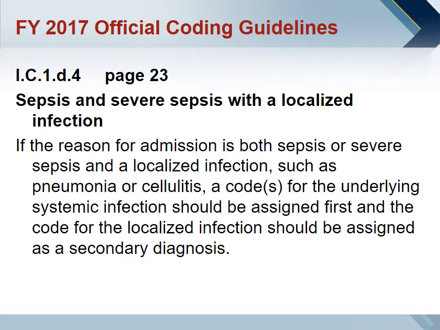The official coding guidelines support the answer to the previous question of how to code sepsis and severe sepsis with a localized infection. If the reason for admission is both sepsis or severe sepsis and a localized infection such as pneumonia or cellulitis, a code for the underlying systemic infection should be assigned first. So there's a sequencing requirement, and the code for the localized infection, in the case of the previous question, the pneumonia, should be assigned as a secondary diagnosis. So to review, the systemic infection, the sepsis, is sequenced first, and the localized infection, the pneumonia, would be sequenced second.